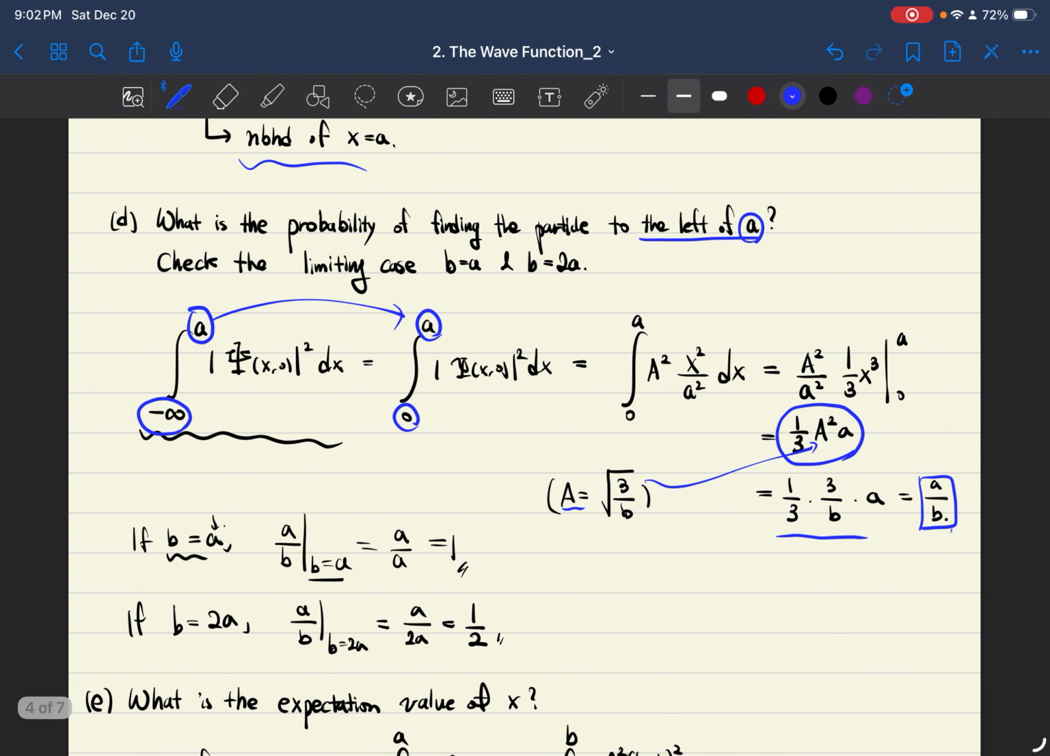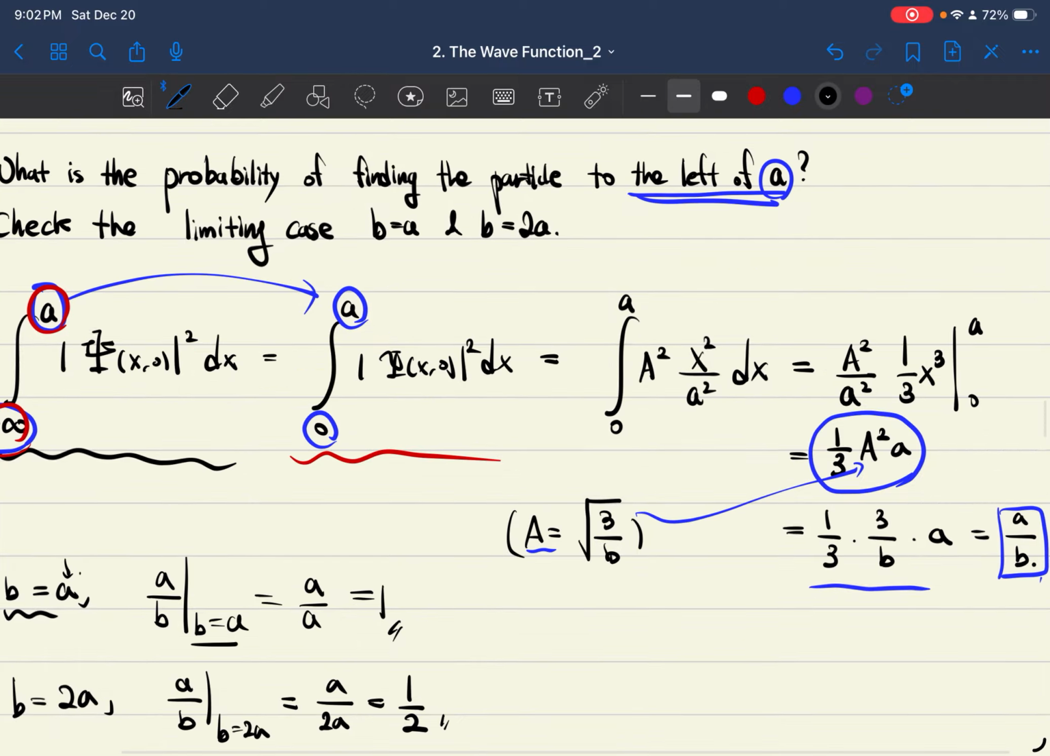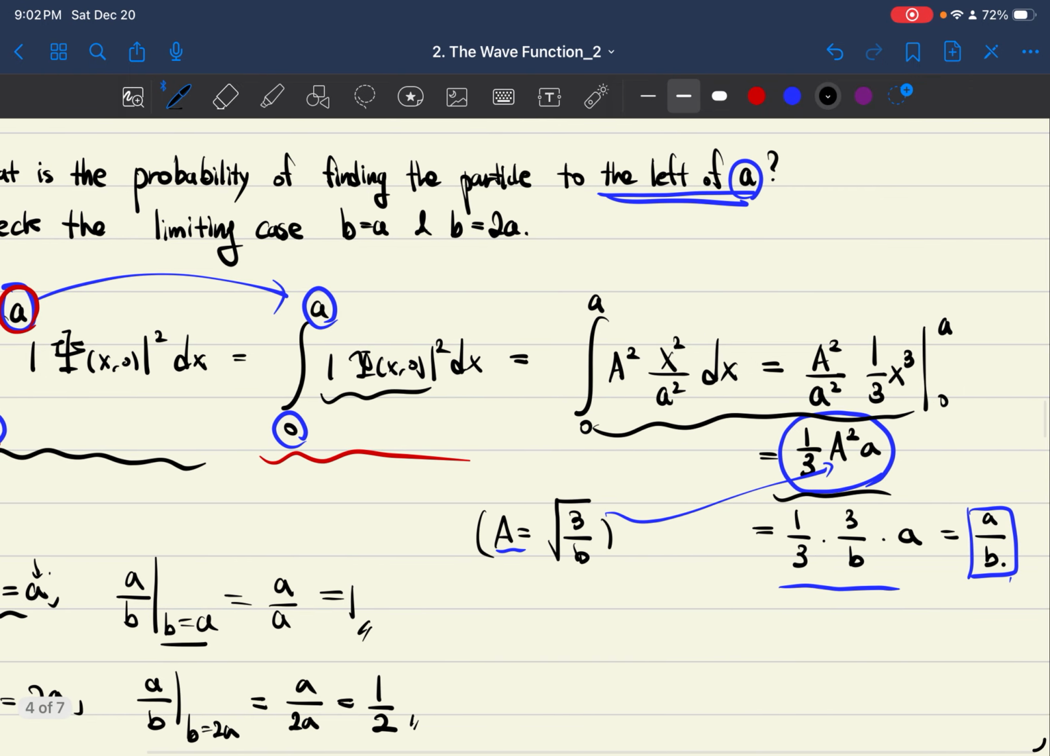D, what is the probability of finding the particle to the left of a? Check the limiting cases b equals a and b equals 2a. Very simple. The left of a means the integral from 0 to a. So you can just integrate this by the simplest procedure. Integrate those terms and get the result as a over b.